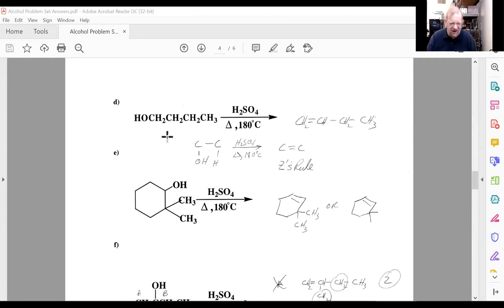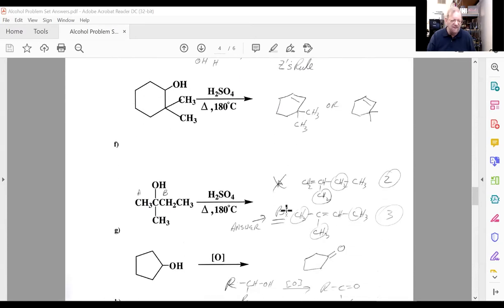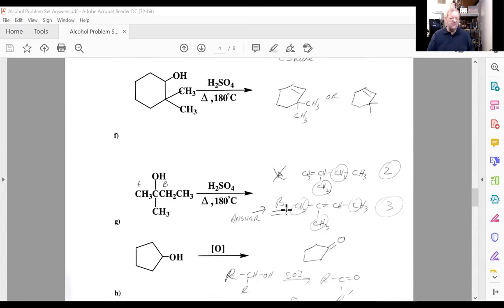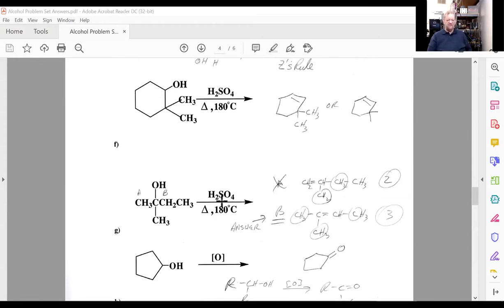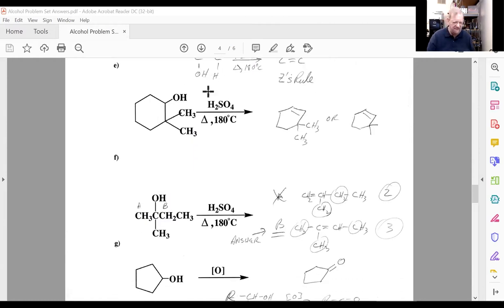I didn't give you a chance to use Zaitsev's rule because this is the only carbon that's adjacent with hydrogens, and that's one. And this one, there's no hydrogens, so this is the only one, and you'll get that. But let's look at the following. How do you do Zaitsev's rule? Now, again, acid and water, and you lose the hydroxyl group and a hydrogen from an adjacent carbon, water, and between those two carbons, you form a double bond.